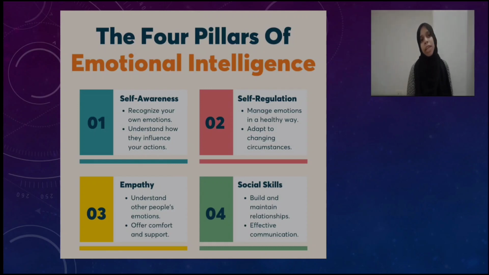The four main pillars of emotional intelligence. Number 1, self-awareness. Number 2, self-regulation. 3, empathy. 4, social skills. Self-awareness: recognize your own emotions, understand how they influence your actions. Self-regulation: manage emotions in a healthy way, adapt to changing circumstances. Empathy: understand other people's emotions, offer comfort and support. Social skills: build and maintain relationships, effective communication.